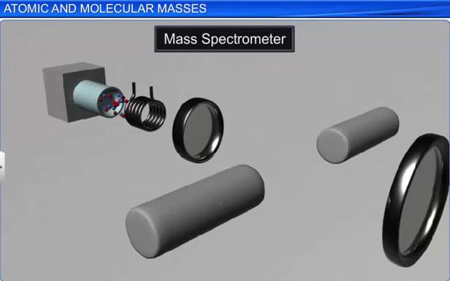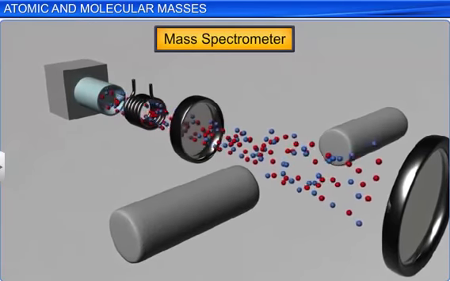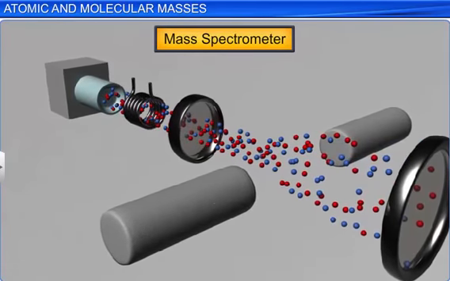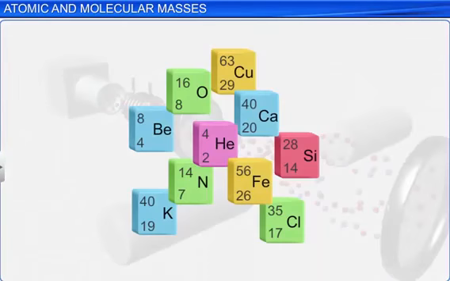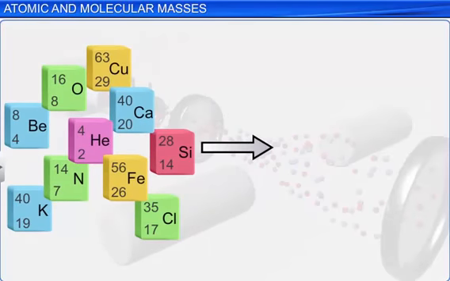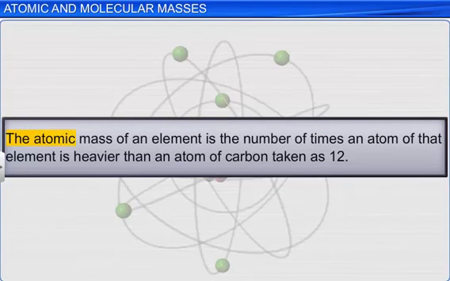By that time, due to the advancement of technology, scientists started using a mass spectrometer to calculate the accurate atomic mass of elements. The atomic mass of carbon was determined using a spectrometer and was found to be 12 atomic mass unit, AMU. All other atoms were assigned a mass relative to the atomic mass unit of carbon. Thus, the atomic mass of an element is the number of times an atom of that element is heavier than an atom of carbon taken as 12.